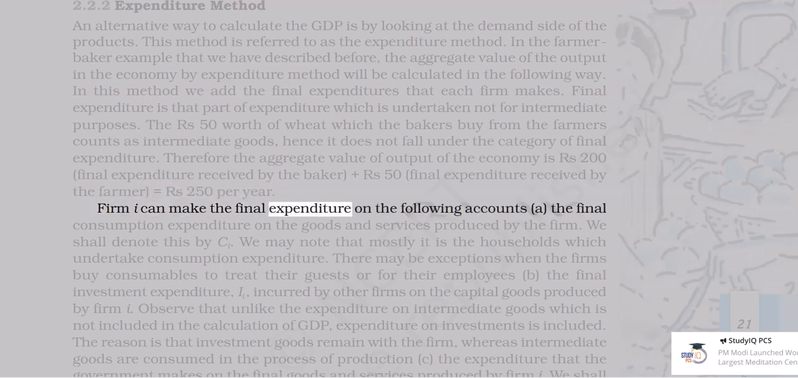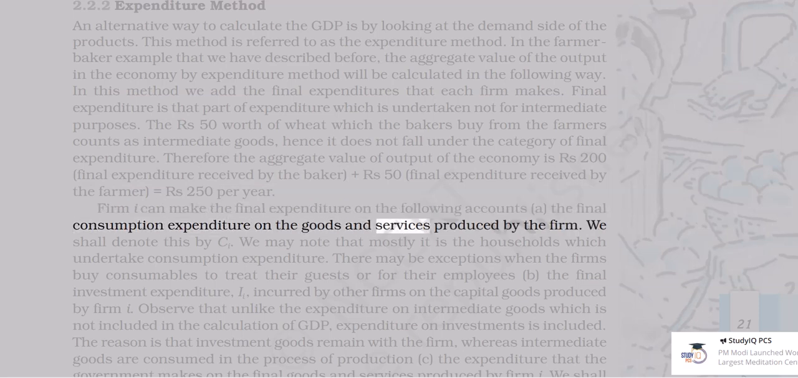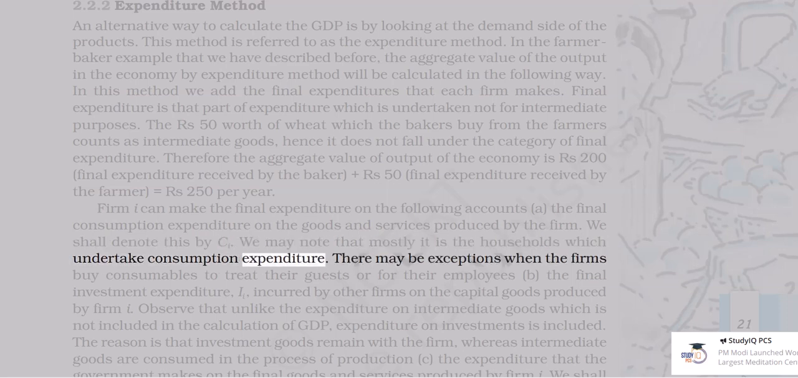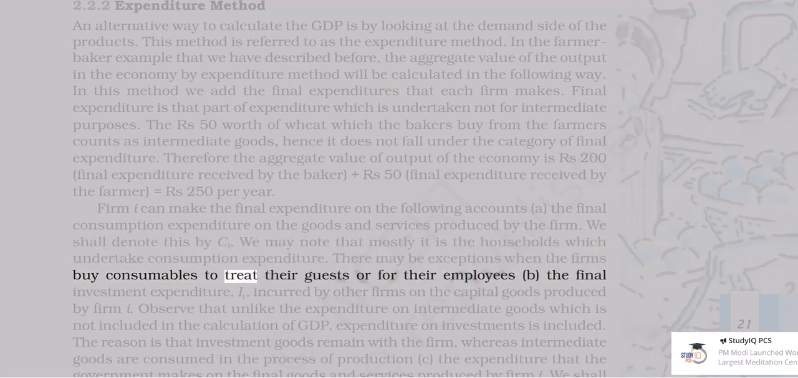Firm i can receive final expenditure on the following accounts. A. The final consumption expenditure on the goods and services produced by the firm. We shall denote this by Ci. We may note that mostly it is the households which undertake consumption expenditure. There may be exceptions when the firms buy consumables to treat their guests or for their employees.